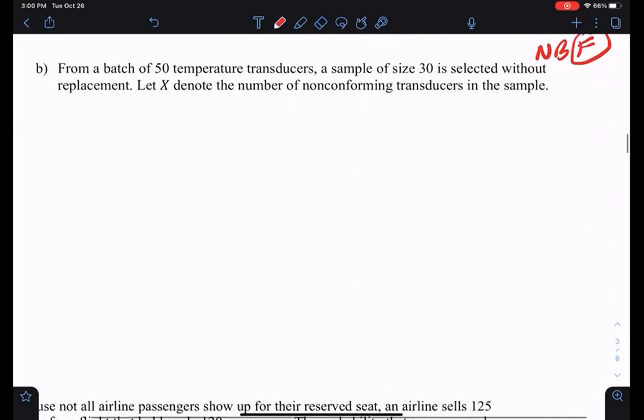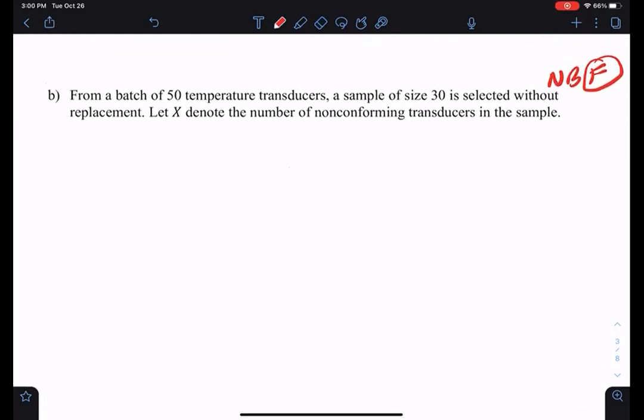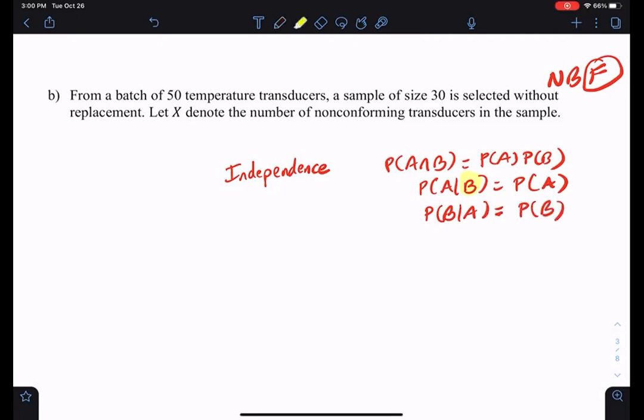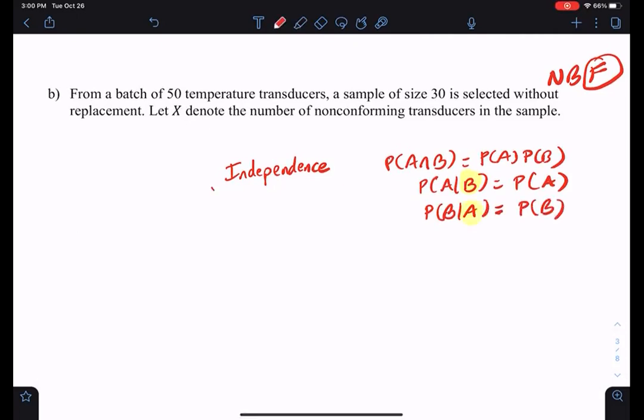Okay, and don't forget, just in case, in the test for independence, we said that the probability of A intersection B must be equal to the probability of A times the probability of B. These are the statements for independence. The probability of A given B is the probability of A, because that means B is not affecting A. And the probability of B given A is the probability of B. That means A is not affecting B.